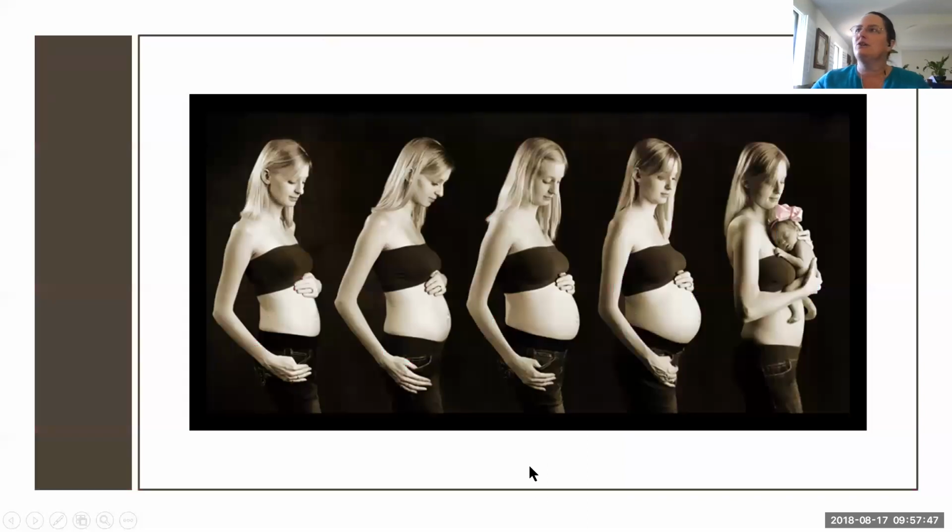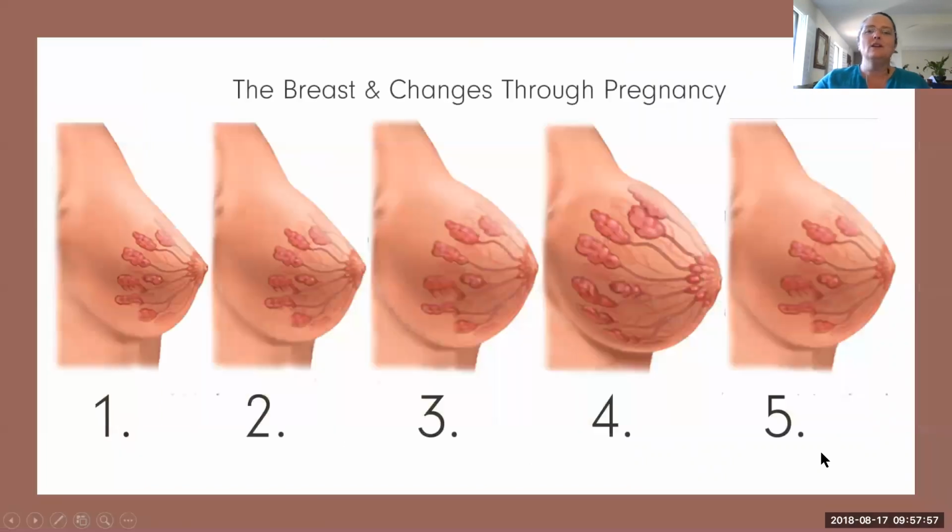This is just a really great picture of progression of pregnancy. And of course, with the new one at the end, I thought this was really well done. Here are some of the changes that happen throughout pregnancy. We like to call it nature's breast augmentation. So again, that breast is finishing development. The areola is going to become darker. The nipple is going to become larger.